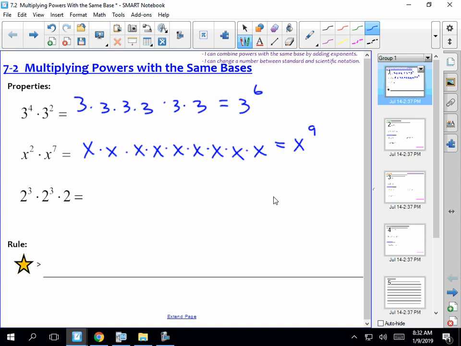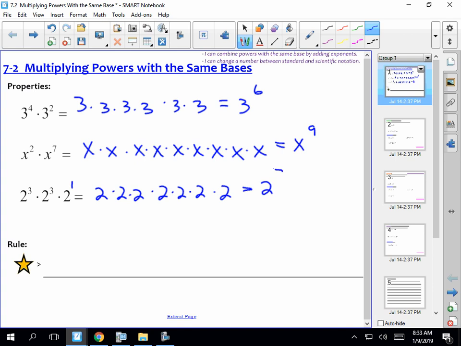And then the third one, I've thrown a third exponential expression at you. Remember that the unwritten power on that 2 is 1. And so I have 2 to the third, which is 3 of them here, and then another 3, and then a 2 to the first. And if you count them all up, we have 1, 2, 3, 4, 5, 6, 7.